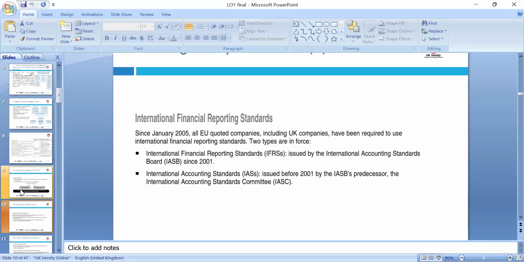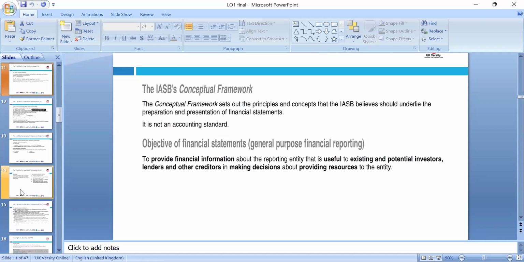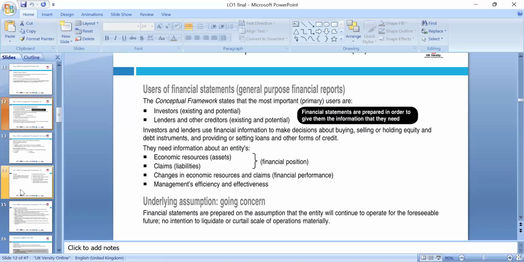And we have the International Financial Reporting Standards, which are issued by the International Accounting Standards Board. Before 2001 it was the International Accounting Standards Committee, and a lot of things changed. So it is good to know the conceptual framework, the principles or concepts of the International Accounting Standards Board, which covers the preparation and presentation of financial statements. The objective of the financial statements is to provide true and fair, useful information to existing and potential lenders and all the stakeholders, so they can make effective decisions based on the information they obtain.